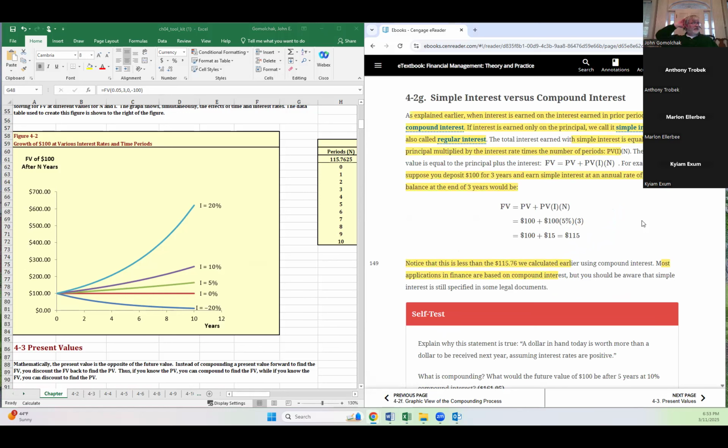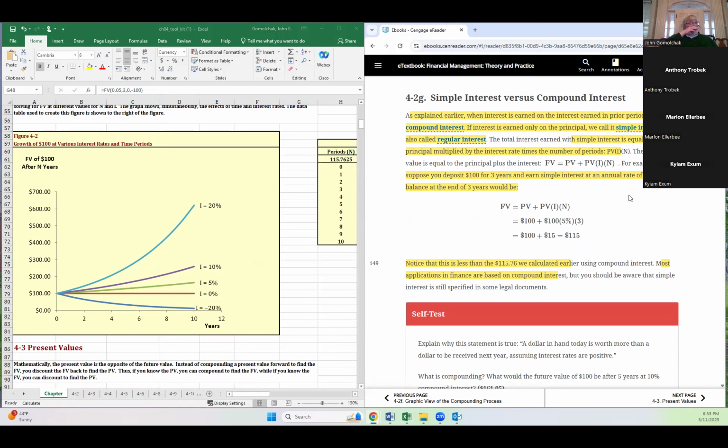All right, simple interest versus compound interest. When interest is earned on interest from prior periods, we call it compound interest. If it's only on the principal, it is simple interest, also called regular interest.